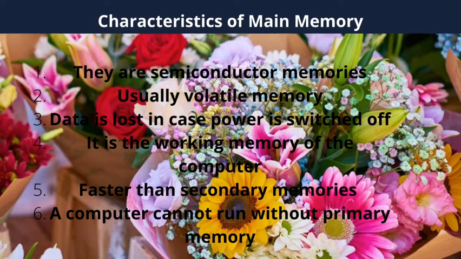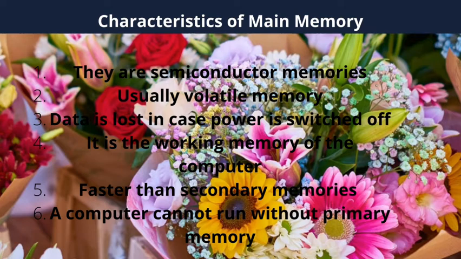Characteristics of the primary memory or the main memory are that they are semiconductor memories, just like your RAM. Your RAM needs electricity to function, and it is made up of a semiconductor device. What does that mean? It means that it can't electrocute you, but it can send current through the computer. That's why it's called a semiconductor.